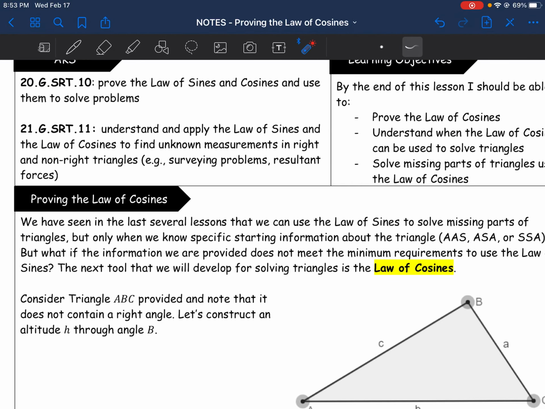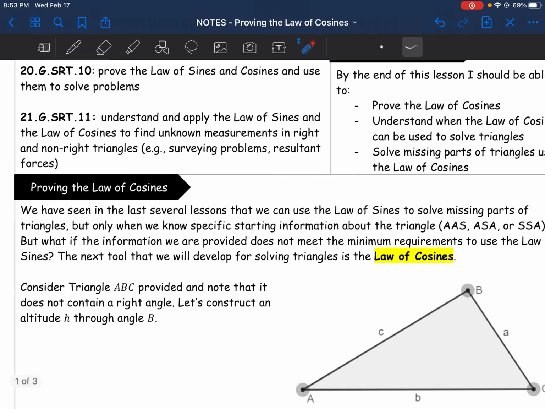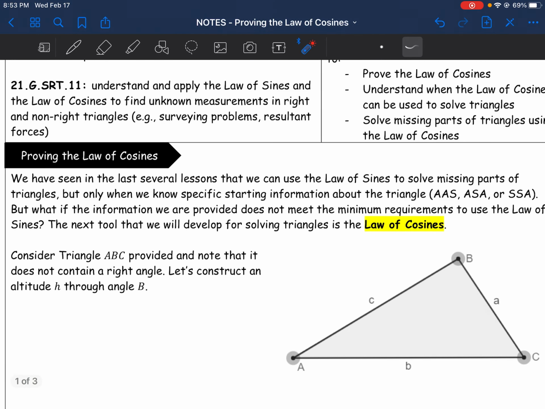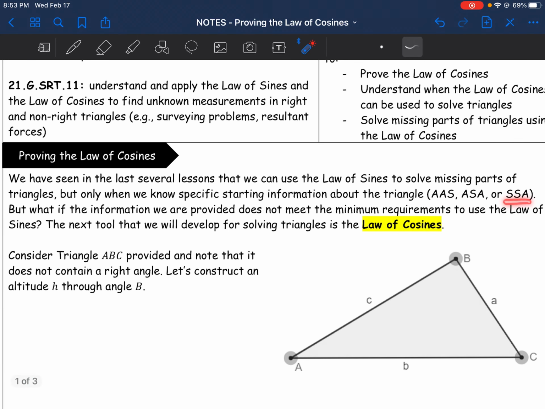So we've seen over the last several lessons that we can use something called the law of sines to solve for missing parts of triangles, but only when we know very specific starting information about the triangle, such as if we know two angles and a non-included side, two angles and the included side, or two sides and the non-included angle. When given one of these criteria, we can use the law of sines to solve for the missing parts of the triangle. But not every triangle that we have is going to meet one of these three starting criteria.